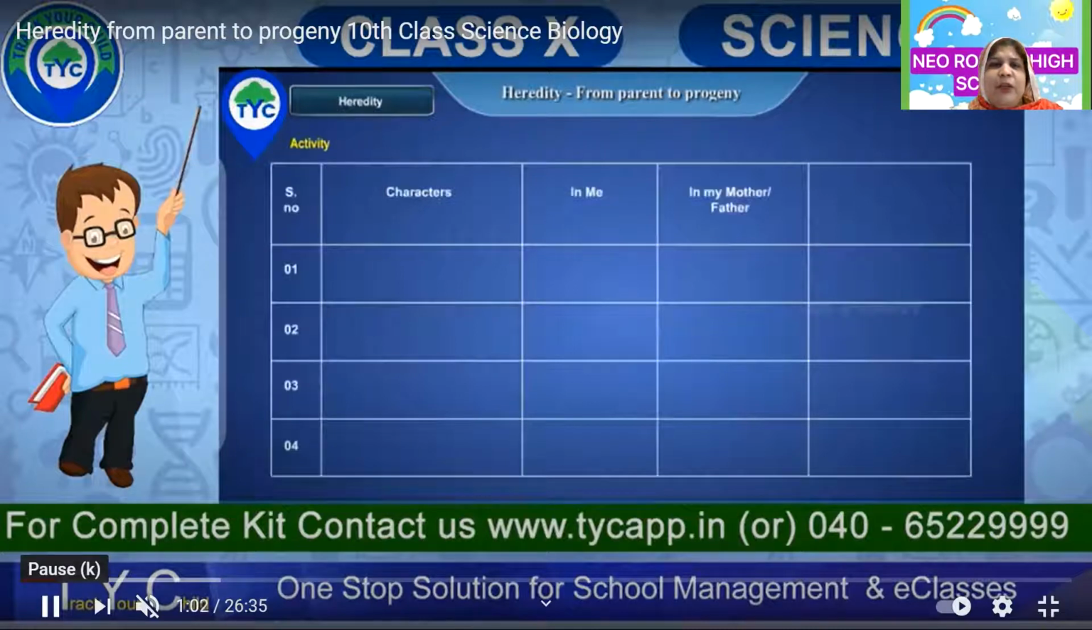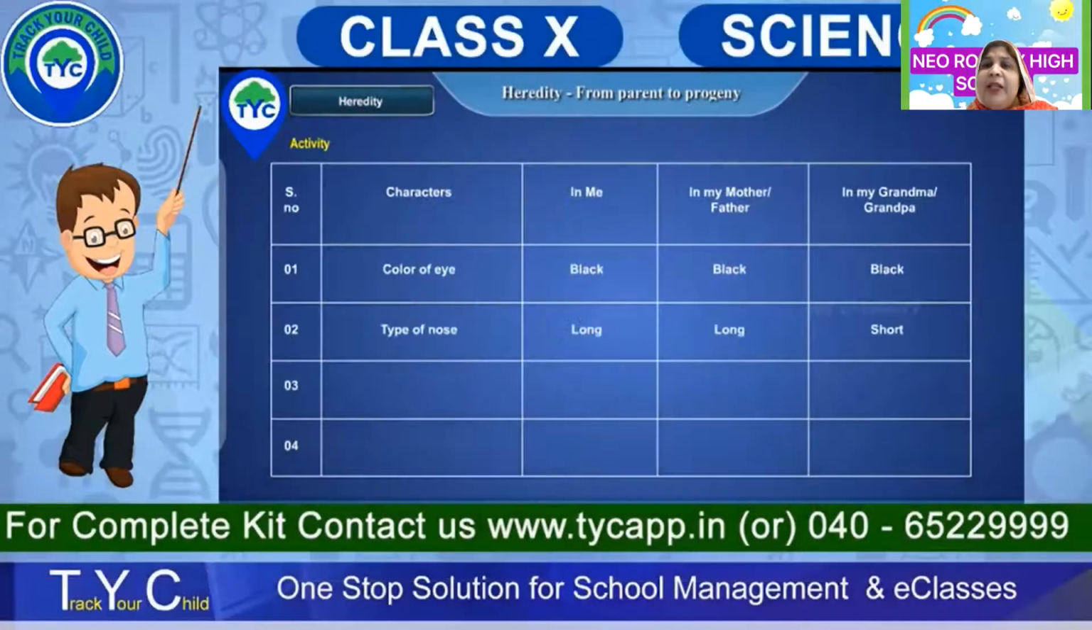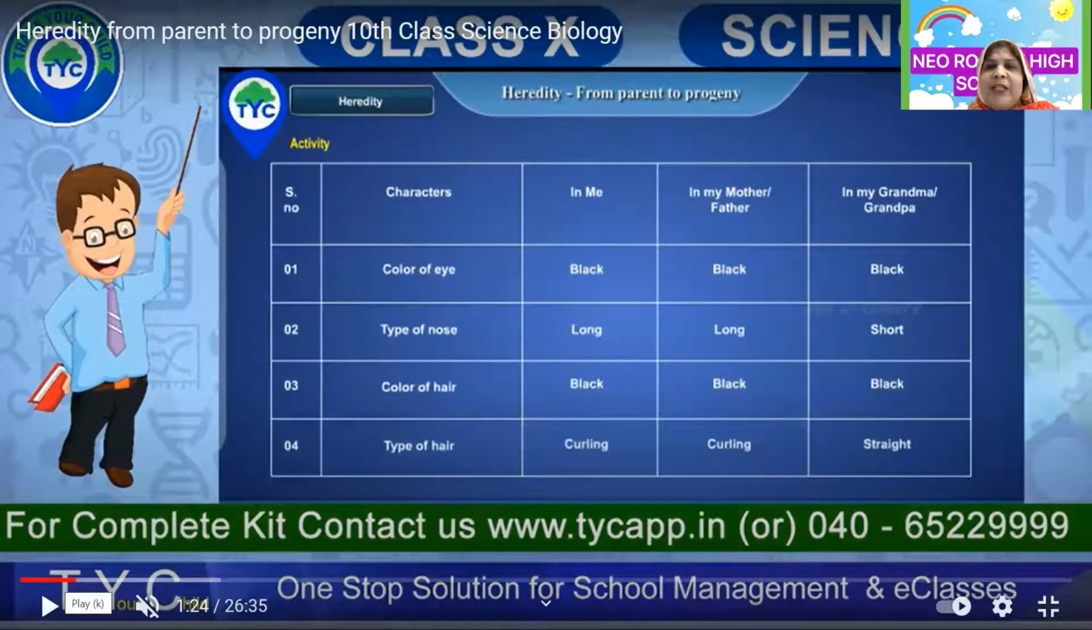For example, you can make a chart like this and start observing it in your home, in your neighbors, your family, your friends. What you can do is make a chart in which you are writing the characteristics. What are the characteristics in me? What are the characteristics in my mother or father? Or what are the characteristics in my grandma and grandpa? So what are we doing here is, what characters you wanted to check that are there in you. What is the color of your eye?